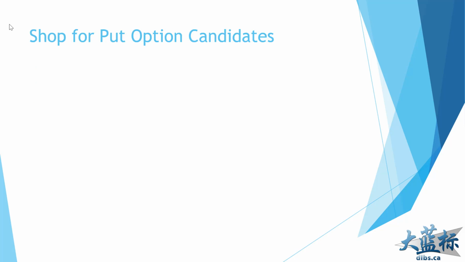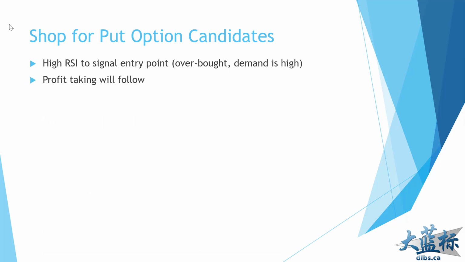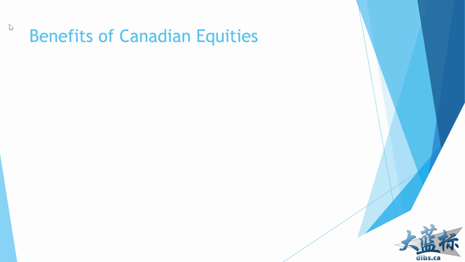So let's go shopping for put option candidates, and we're looking for ones with high RSI signals in an overbought position, because no stock can rise forever. So there will be some profit taking to follow. And we're using the Toronto Stock Exchange as an example.